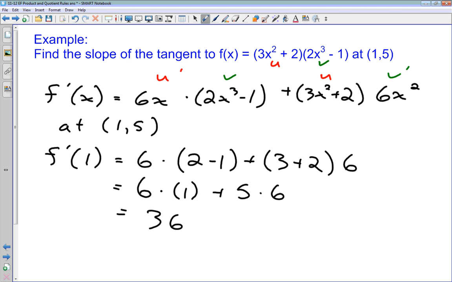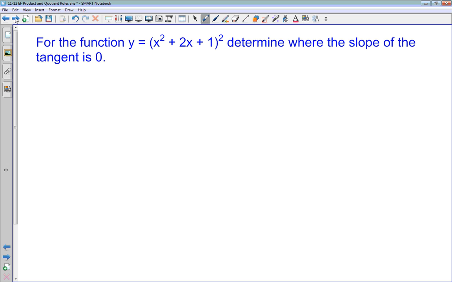All right, we'll do one more example here. For the function y equals (x squared plus 2x plus 1) squared, determine where the slope of the tangent is 0.